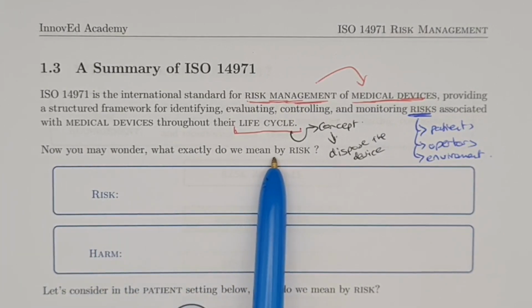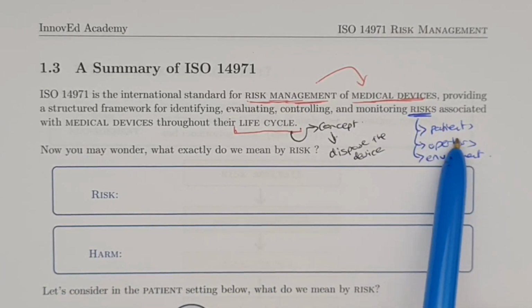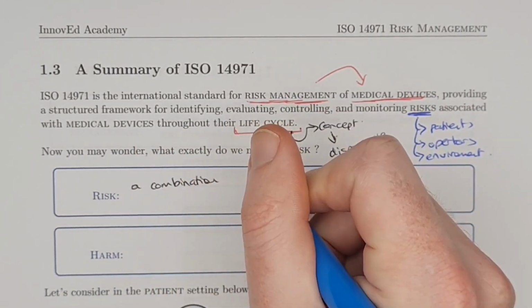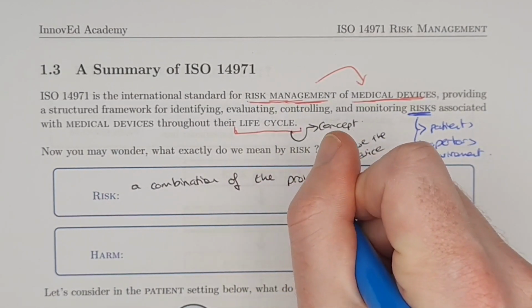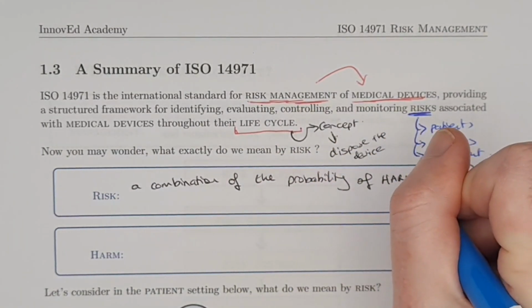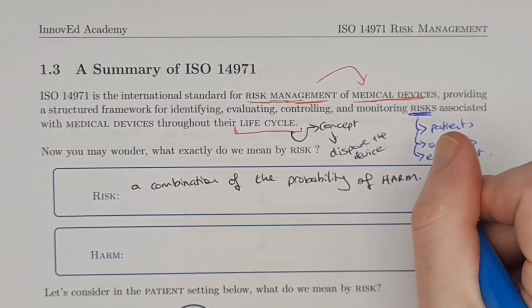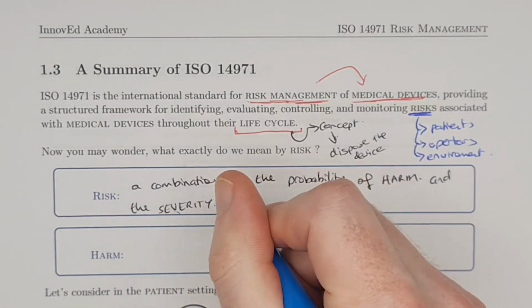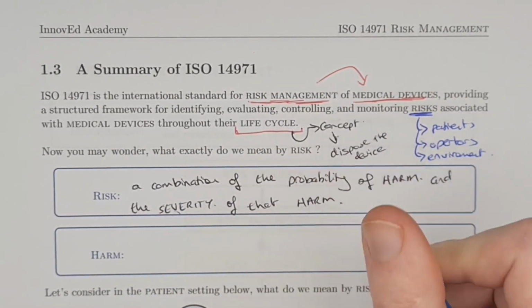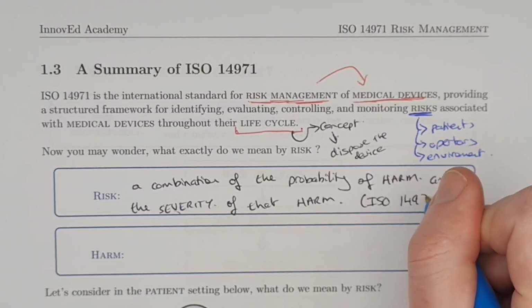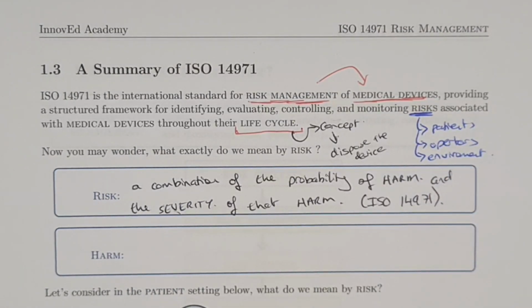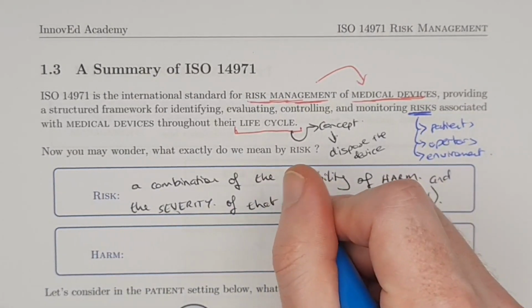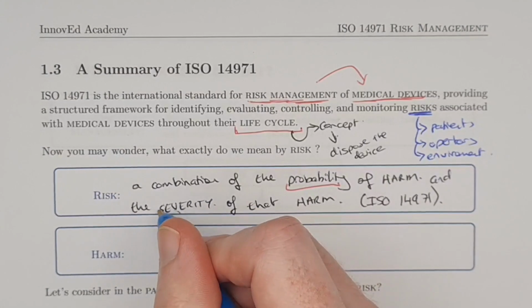You may wonder what exactly we mean by risk, and we've pretty much alluded to it there, but there is in fact a definition in the standard. That definition is a combination of the probability of harm, which is also a defined term, so I'll write harm in small capitals, and the severity, which is also a defined term, written in small capitals, of that harm. And that is taken directly from the standard itself, so I put down ISO 14971. So when we look at risk, we always try to describe it in terms of both the probability and the severity of that harm.